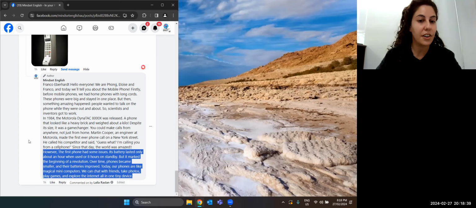However, the first phone had some issues. Its battery lasted only about an hour when used or 8 hours on standby. But it marked the beginning of a revolution. Over time, phones became smaller and their batteries improved. Today, our phones are like magical mini computers. We can chat with friends, take photos, play games, and explore the internet all in one tiny device.